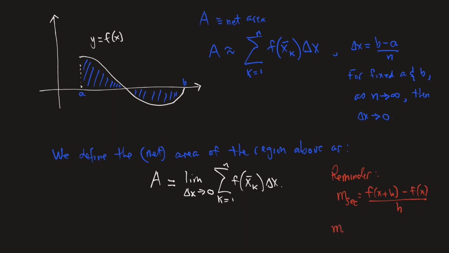And then we define the slope of our tangent line as the limit of this thing. So the limit as h approaches 0 of f of x plus h minus f of x over h. Again, we did this to solve the tangent line problem and all the other problems that differential calculus entails.